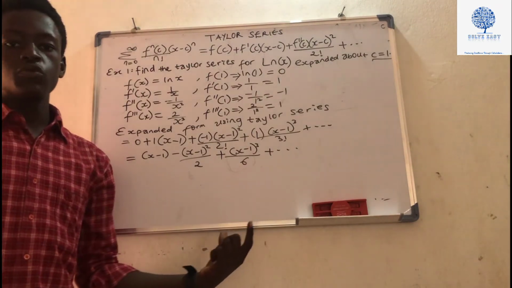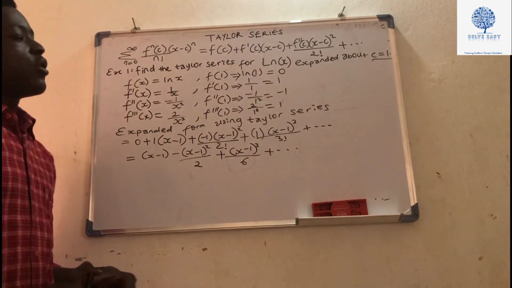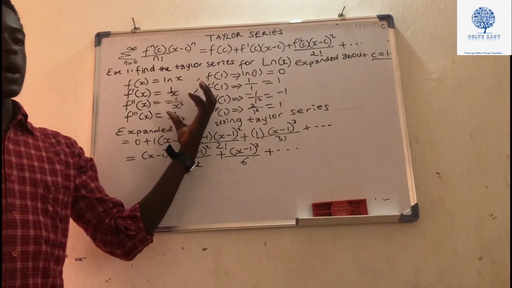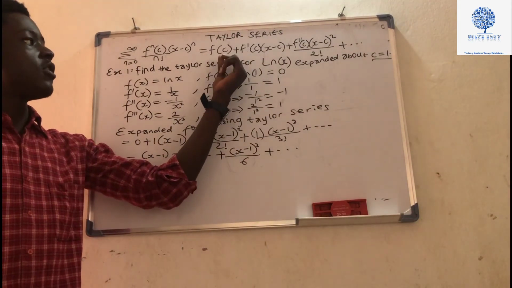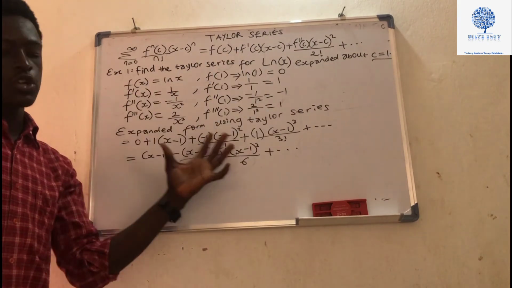For Maclaurin series, the only thing we need to do in Maclaurin series is that c is always 0. So just put your value of c as 0 in every function you are dealing with.